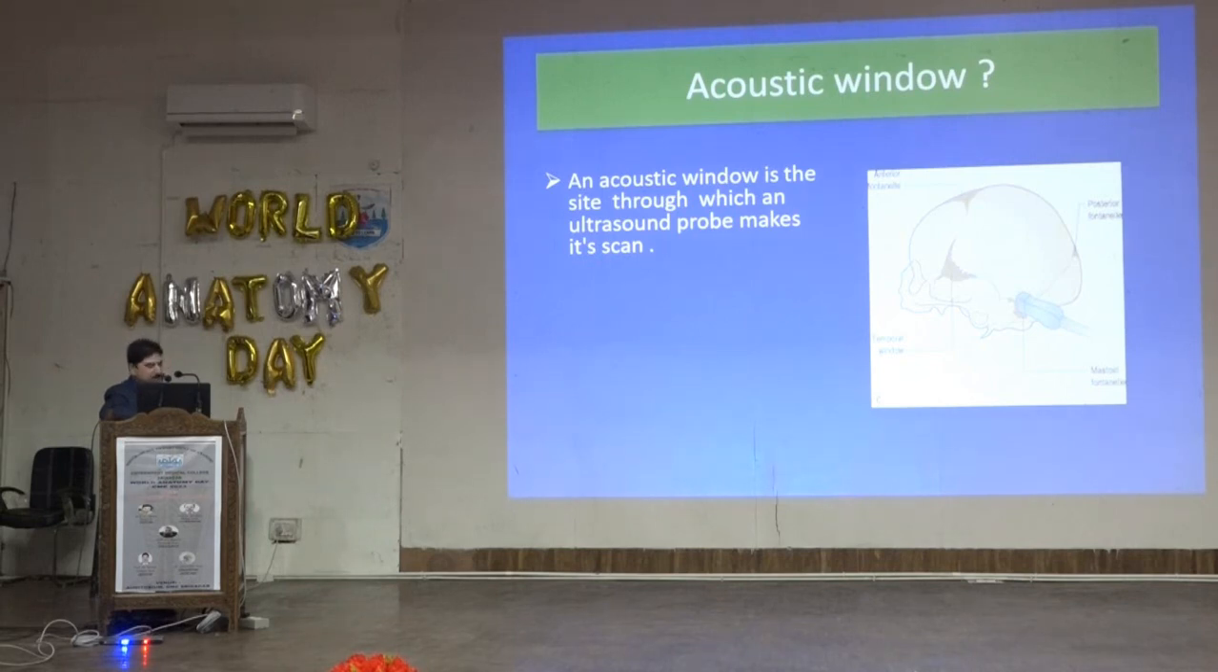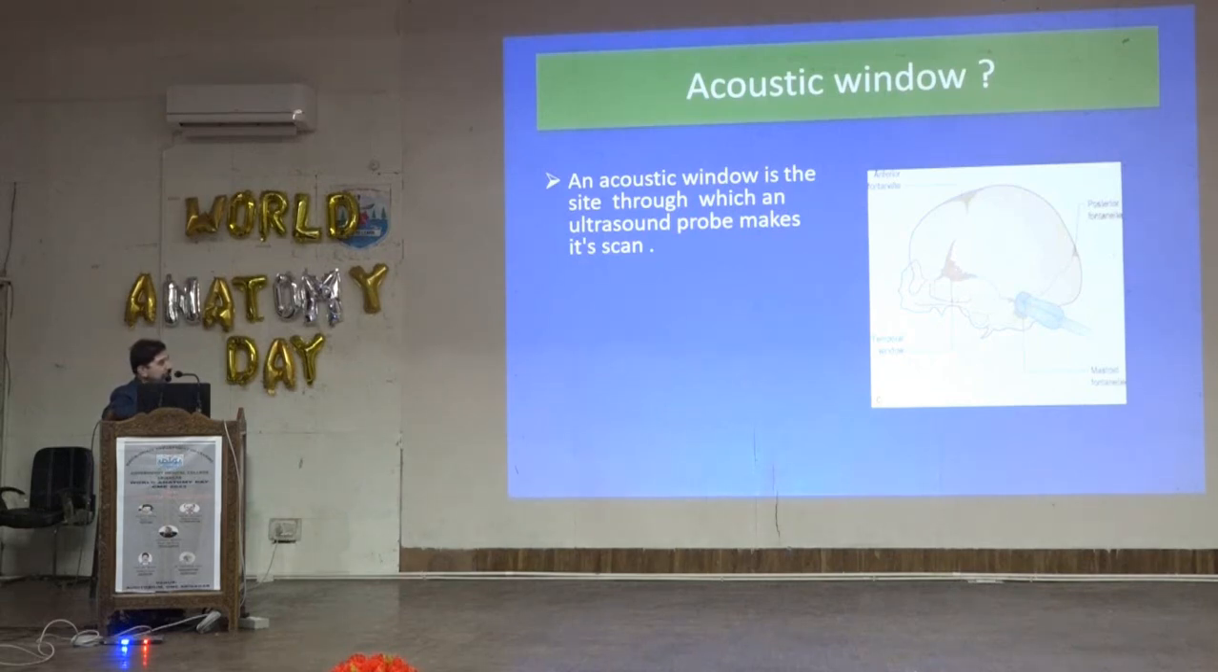Now if we talk about the bones of the skull, at birth there are 6 fontanelles. These fontanelles are in the form of membranes. Normally, ultrasound waves cannot pass through the bones of the skull. But if we place the probe over one of these fontanelles, we can detect intracranial hemorrhages and other malformations without going for CT.